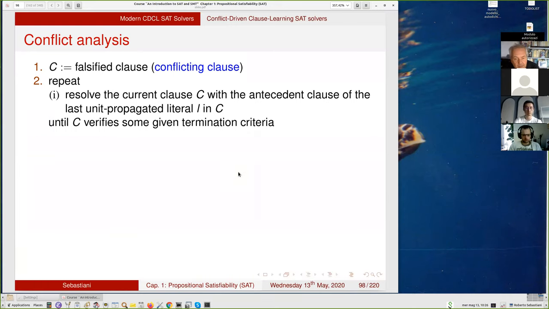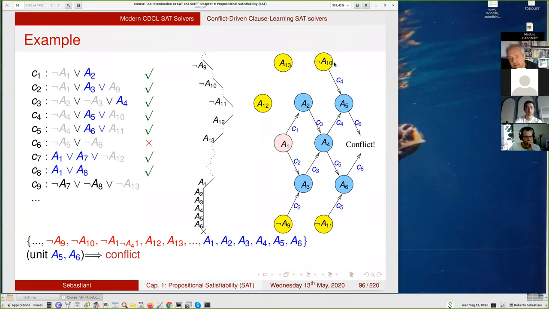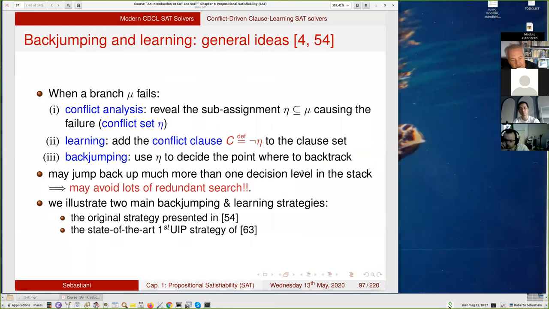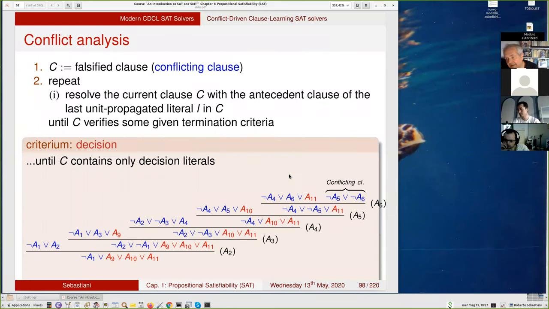In general, it may be the case that some of those literals here are not decisions. For instance, A10 here may come as a unit from something else, okay? If this is the case, the decision criterion would further resolve A10 back until it gets the set of decisions which led to A10, okay? The last UIP instead just stops after you have done everything needed at the last decision level, okay? So this is the second criterion.